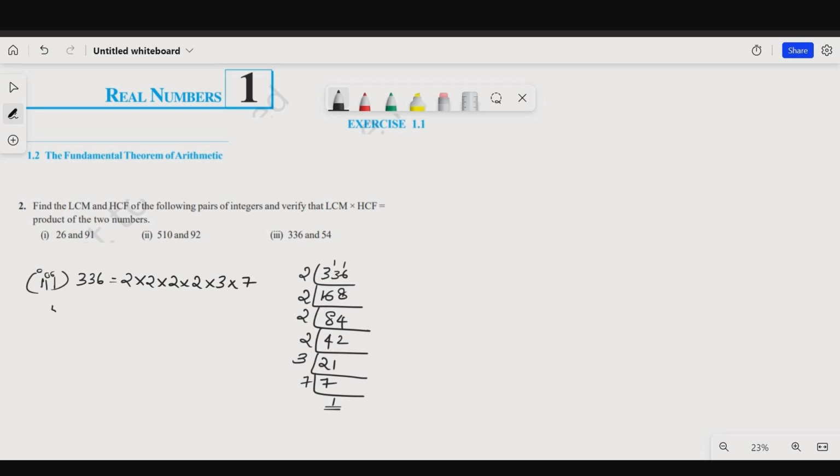Now let's take 54. Let's write 54 as a product of its prime factors.